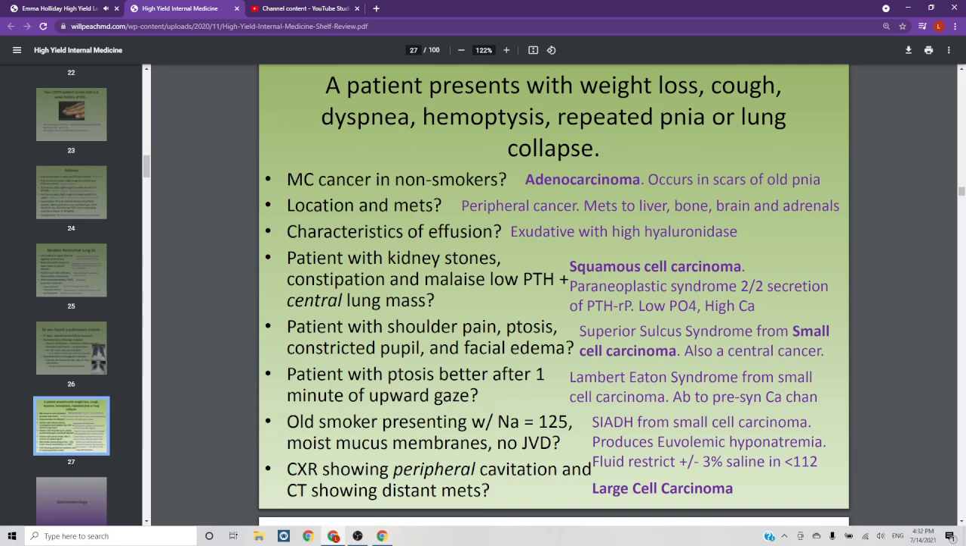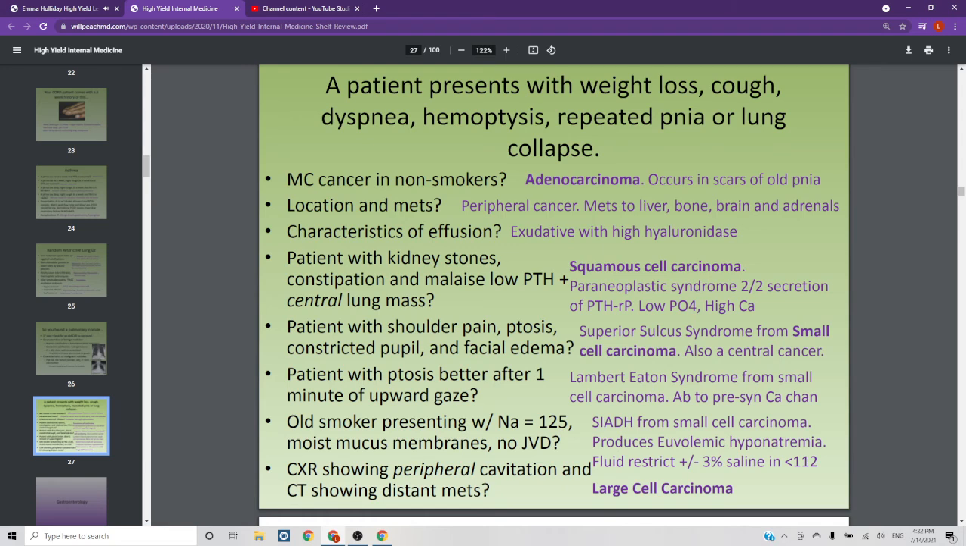Kind of some random places. Well, some of them aren't so random. Liver and bone, those are pretty standard places of metastasis. These also like to go to the brain and adrenals. So adenocarcinoma is one of the peripheral cancers, and it metastasizes to the liver, bone, brain, and adrenal glands. Adenocarcinoma also gives a characteristic pleural effusion.